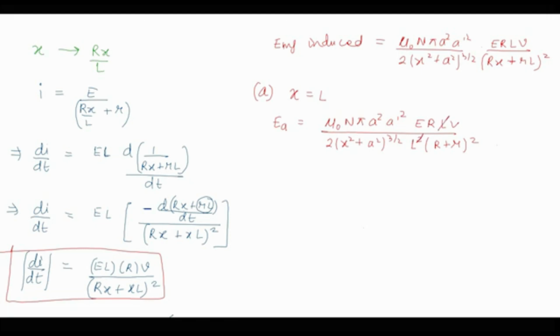On cancellation we obtain that the EMF induced in this part is equal to mu naught n pi a square a dash square E R v upon twice of x square plus a square to the power 3 by 2 into L times R plus r whole square. Similarly in the B part, we have to put x equal to L by 2. If we put x equal to L by 2 in the above expression, we can obtain the answer easily, so I am leaving that part for you. This is how we solve for the EMF induced in this particular problem.